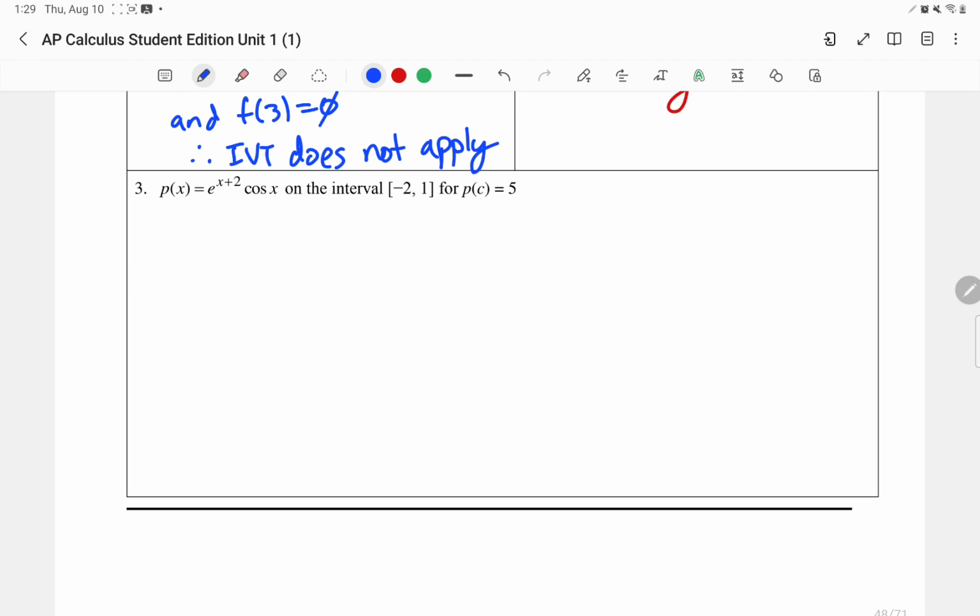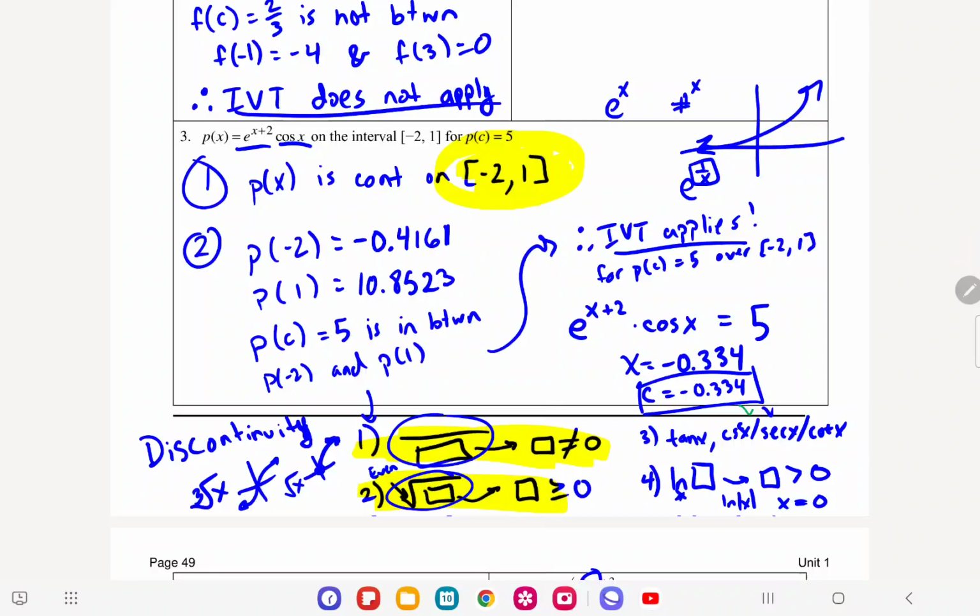What you can do is the first rule: we can say that p of x is continuous. Then you can do the second rule, and say, what is p of negative 2 and what is p of positive 1? You would basically have to type those into your calculator and you would get decimals. So I'm going to pop over here to where I've done this before and show this.